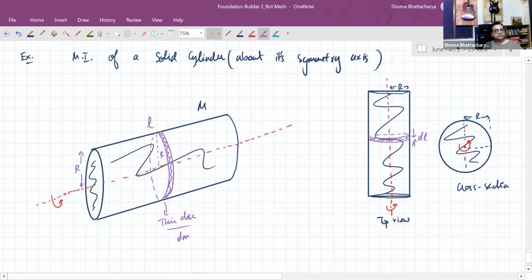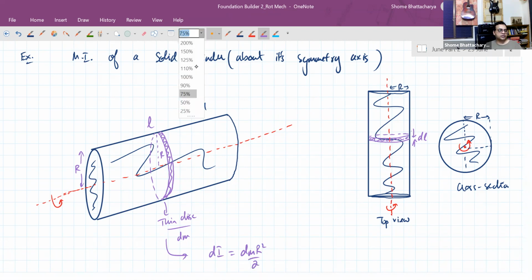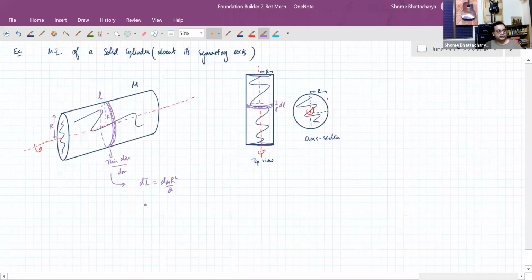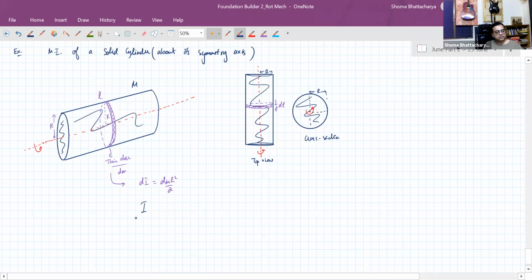So the moment of inertia of this thin disc about that given axis will be how much? It will be dm r square by 2, because it's the symmetry axis for that disc, right? So now for the moment of inertia of the cylinder, we have to integrate the moment of inertia of all discs. So that is the integration of dm r square by 2.